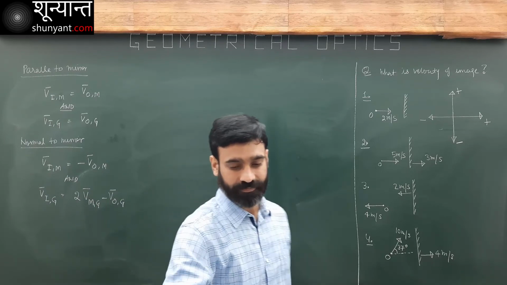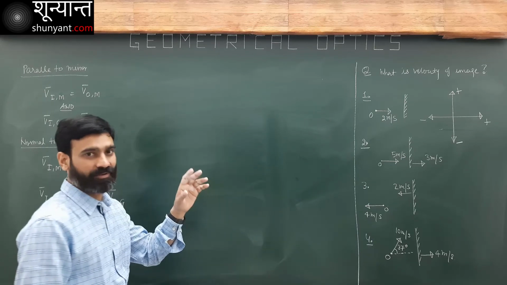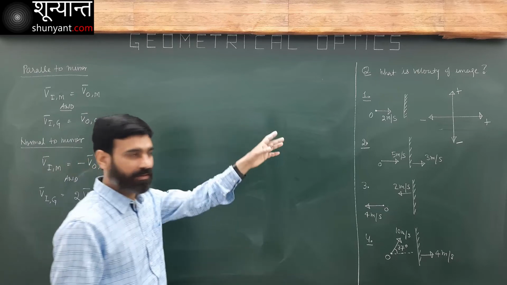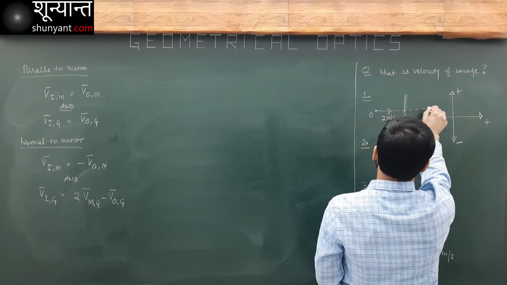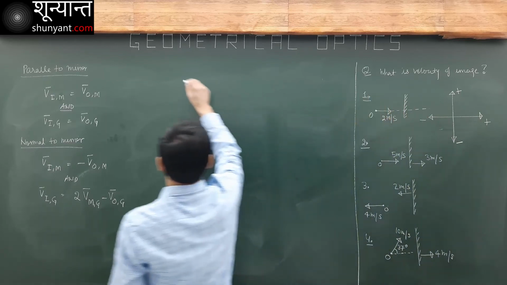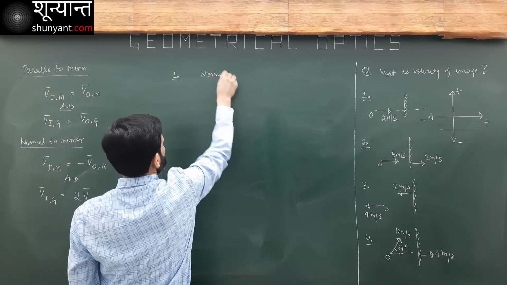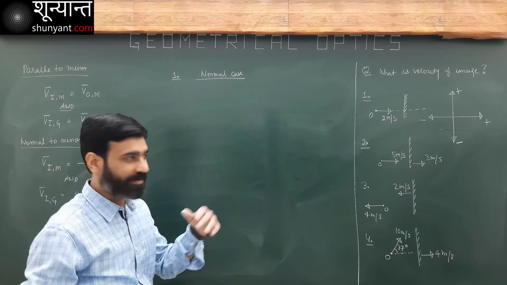Make use of this. Get the answer. Velocity is a vector quantity. I have to be careful about direction also. In the first case, let's solve it then and there. First case, it is already the normal case. Normal case means perpendicular case.